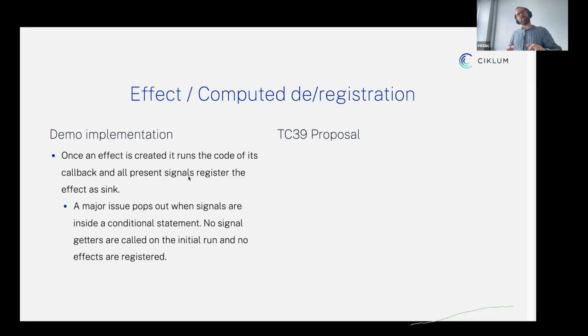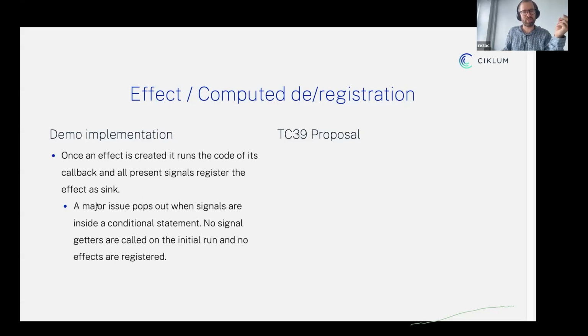And this is something which we go into next, like a live example, more deeply, but this is the fundamental flaw, not only of my implementation, it actually cannot be removed. The pattern cannot really be changed to avoid this. It's that if an effect is created and it runs the code of its callback, then all present signals register the effect is the same.